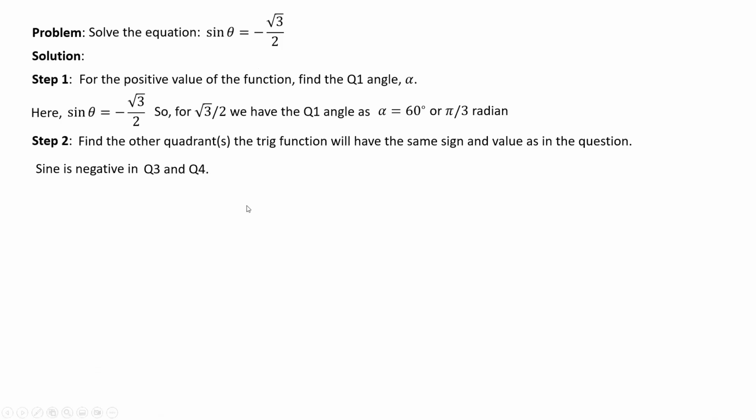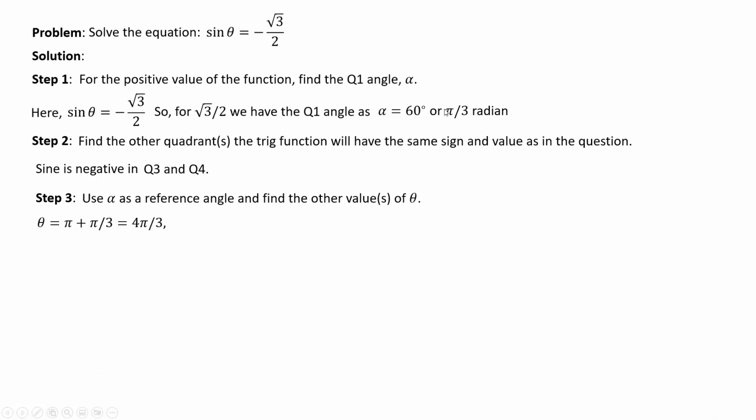So, armed with that piece of information, we'll use alpha as a reference angle to find the other values of theta. We got alpha to be 60 degrees or pi thirds radian. We should be picking angles in the third and fourth quadrants. For the third quadrant angle, let me add a pi, so that pi plus pi thirds, which is 4 pi thirds, would be the third quadrant angle. How about the fourth quadrant angle?